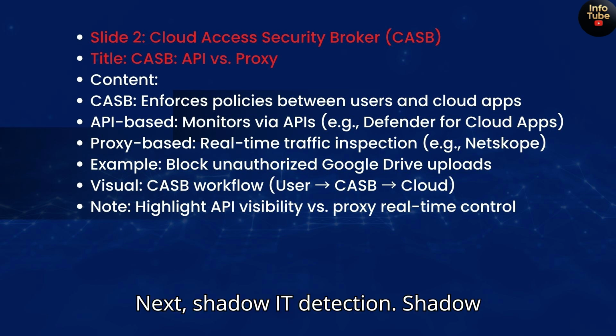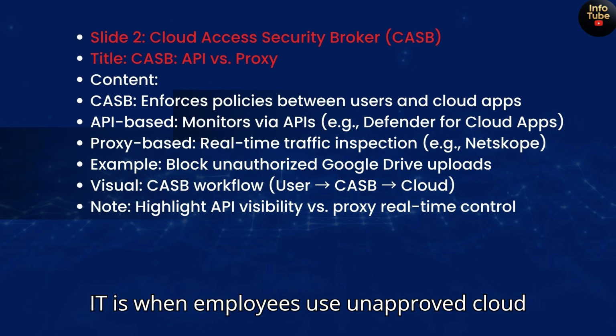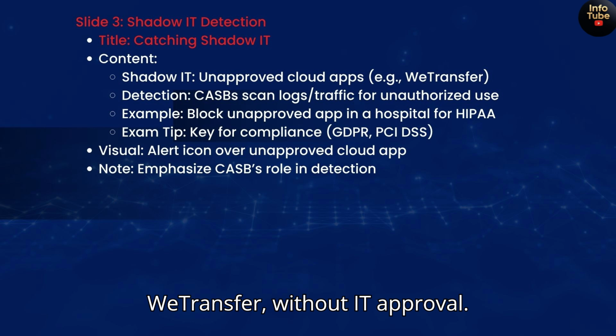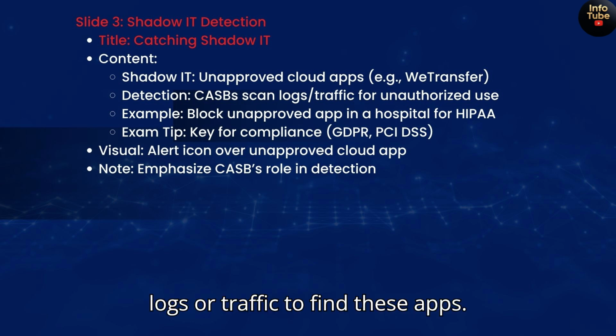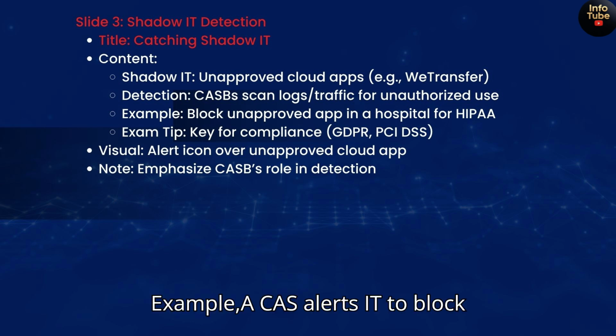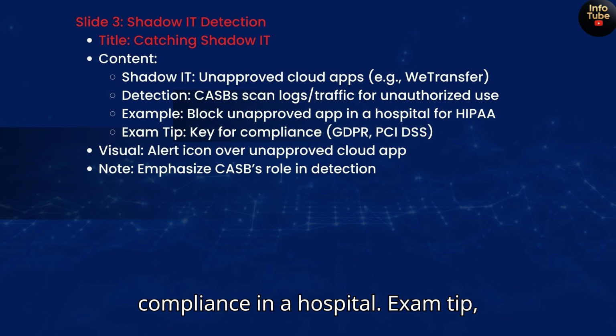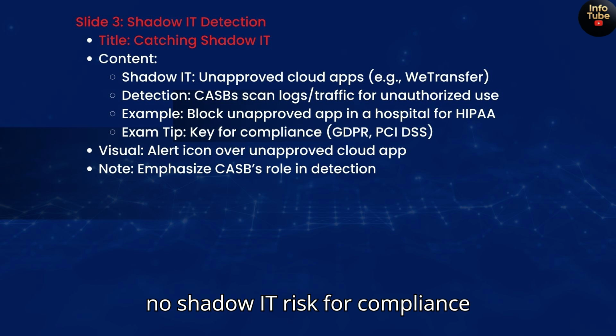Next, shadow IT detection. Shadow IT is when employees use unapproved cloud apps, like a marketing team using WeTransfer, without IT approval. Detection tools, often CASBs, scan logs or traffic to find these apps. Example: a CASB alerts IT to block an unapproved app, ensuring HIPAA compliance in a hospital. Exam tip: know shadow IT risk for compliance scenarios like GDPR.